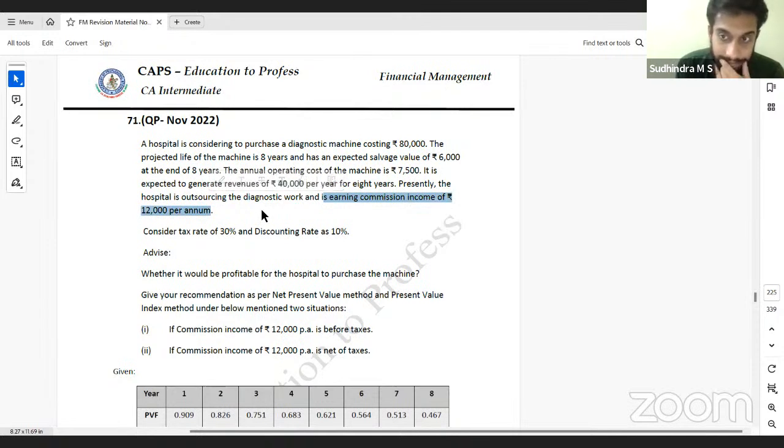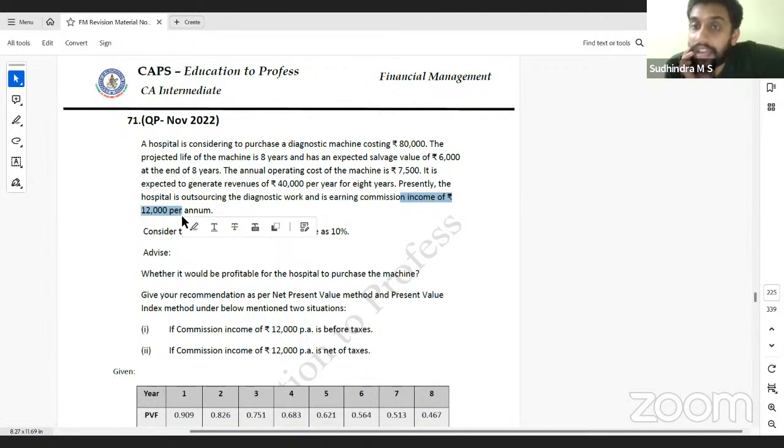What is this? Opportunity cost. Correct. See, presently they don't have that machinery. So any leads they get, they will refer to whatever diagnostic shop is there. For that, they are getting commission of 12,000 per annum. Now, if they themselves have that diagnostic machine, this commission is gone. They'll not get that commission. So it's the opportunity cost.